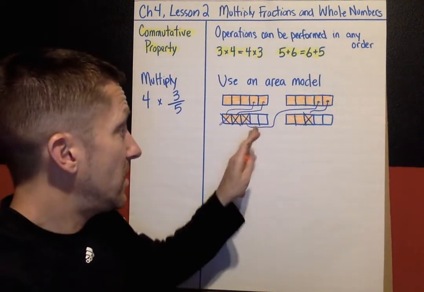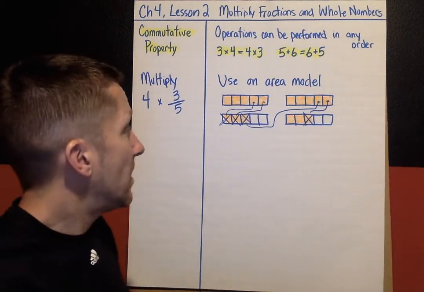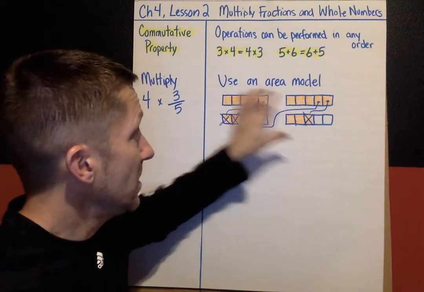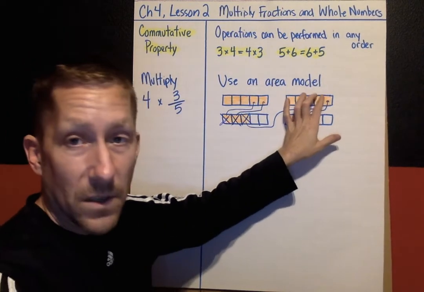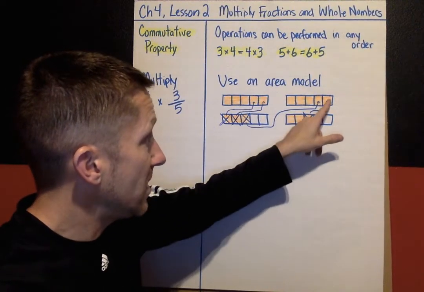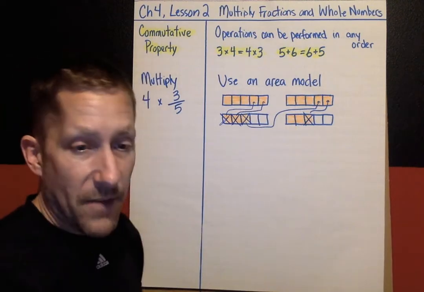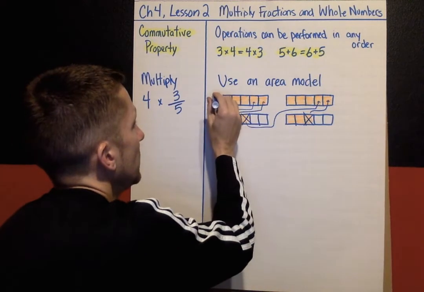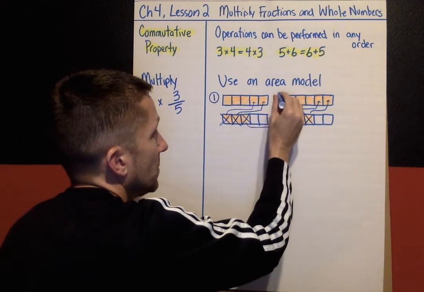So I started with 4 times 3/5, and now I moved around ice cubes. This one's now empty. This one is full. This is 1 whole. This is another whole full tray. And now this one's gone. I moved it right here. So after I've rearranged the drawing, this is now 1 whole. This is 2 wholes.